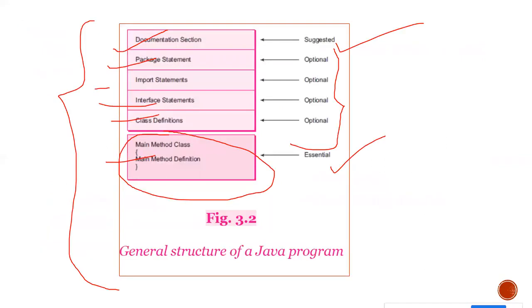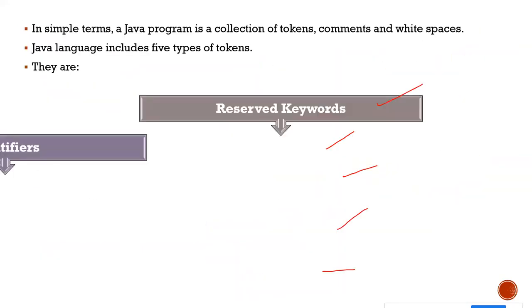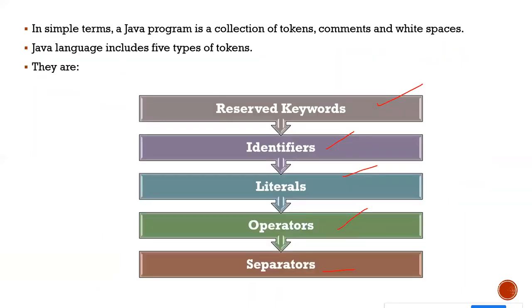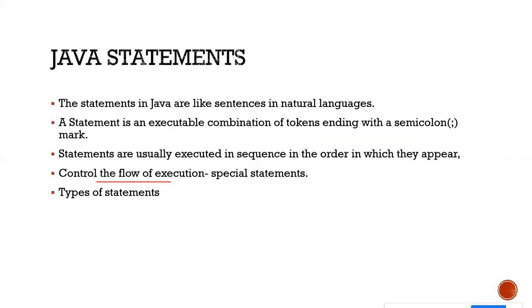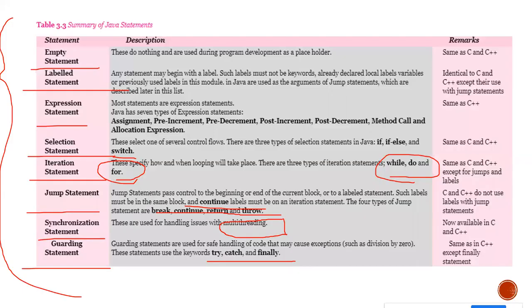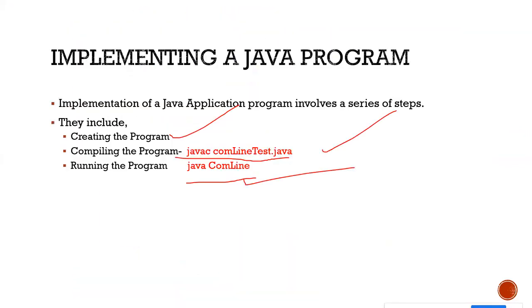We have looked into the simple Java program, then the structure of Java, and tokens. We have 5 tokens. And what keywords, identifiers, literals, and statements are. What are all the types of statements available in Java? What is the Java virtual machine? How you can compile, what the command line interface is, and how you can implement a Java program.